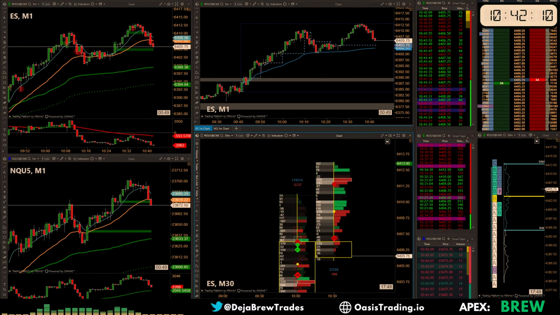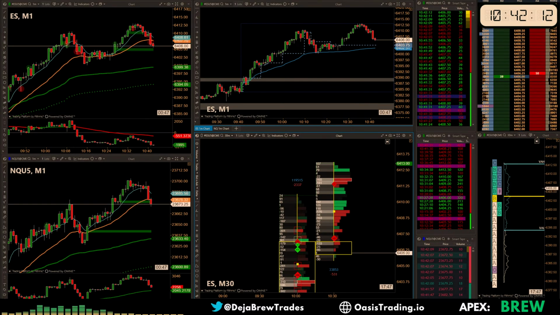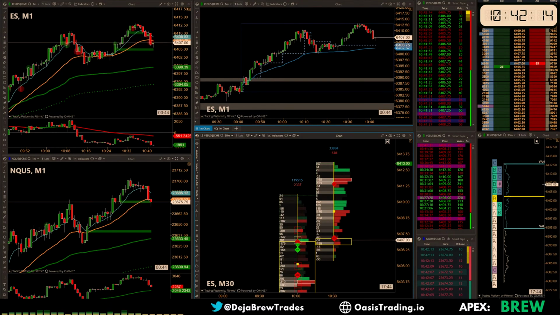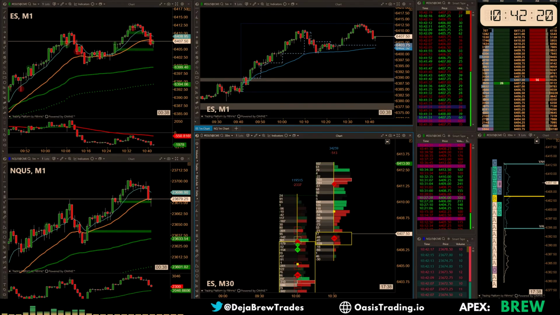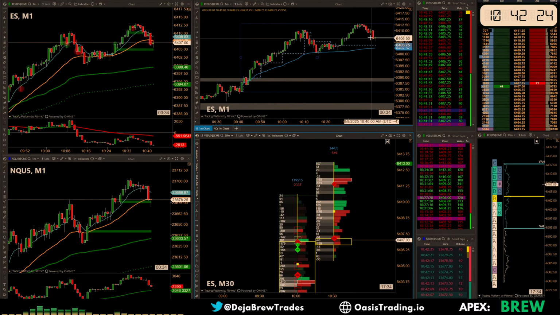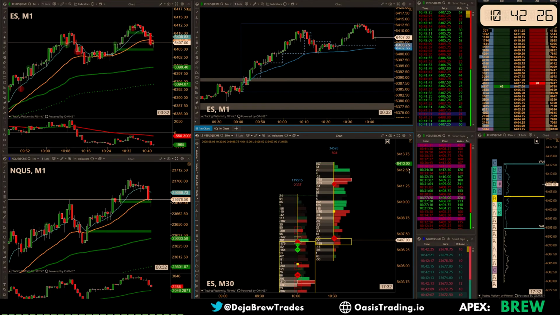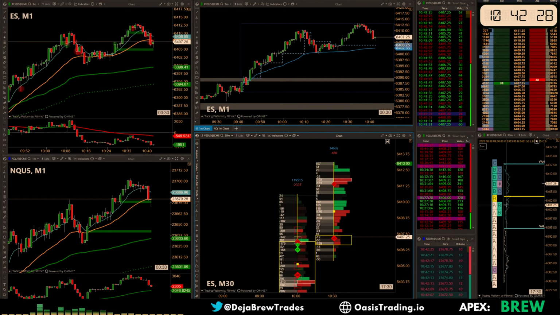Okay, here is exactly what we were just talking about. This is the problem when you do not create new nodes. The old nodes like to act as magnets and pull you back into them. So we're seeing that POC node act as a magnet and it's pulling price back down here. This is also the magnet of the single prints.